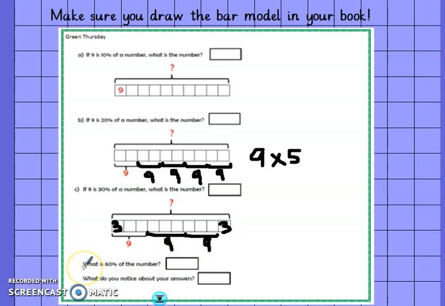If it says, what is 60% of the number? Then I would expect you to add the correct amount of 30%. You know that that is 30% and that is 30%. So I would expect you to do 9, add 9 for this part. And then I want you to see if you can notice any links between your answers.